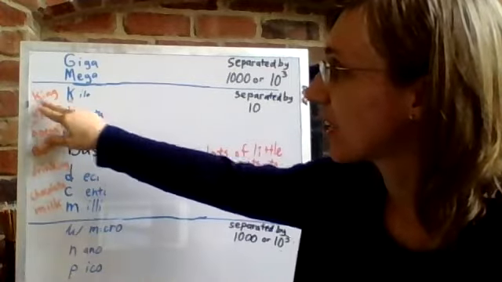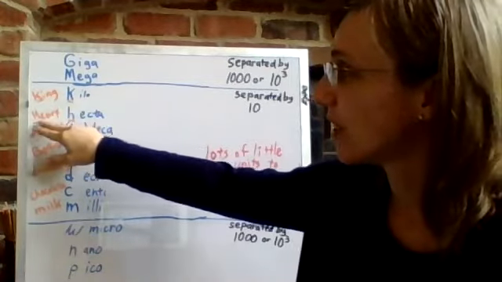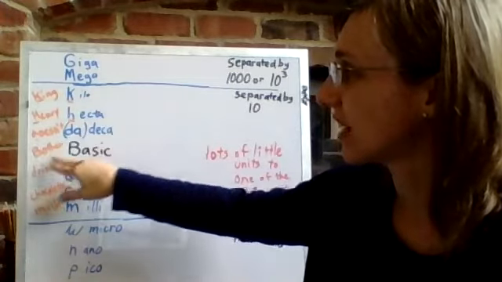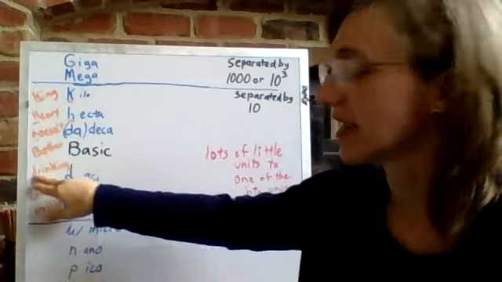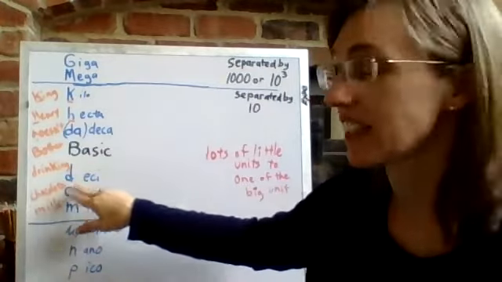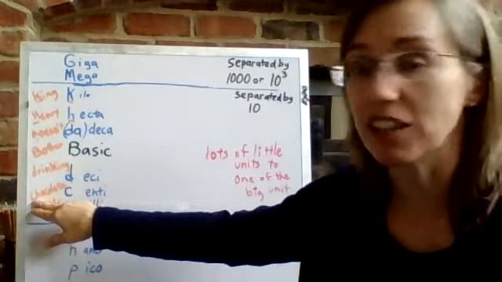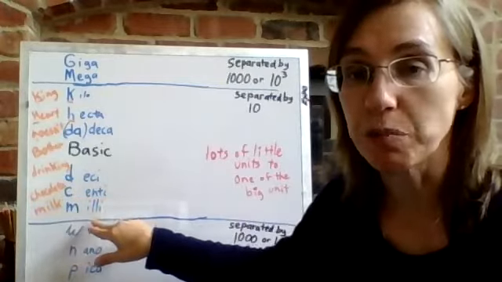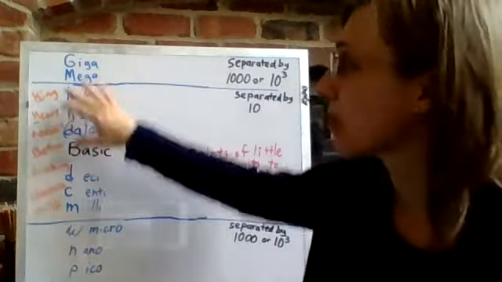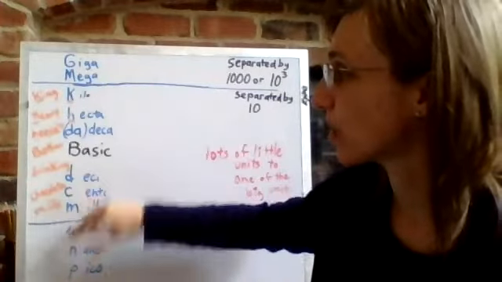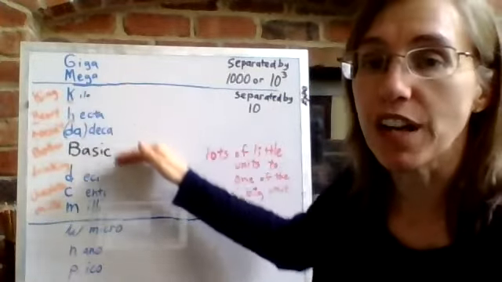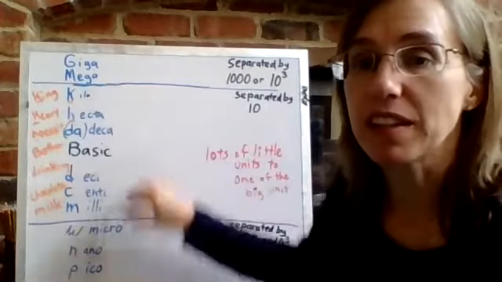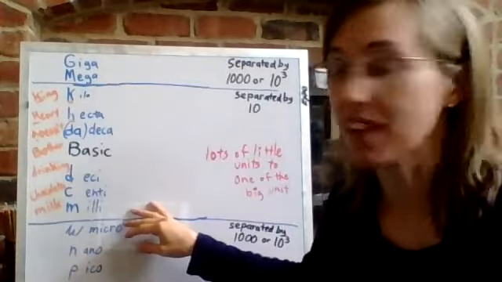The K for king stands for kilo, Henry, hecto, the D for deca, the B for bother, the second D for deci, the C for chocolate is centi, and the M for milk stands for milli. So if we remember King Henry doesn't bother drinking chocolate milk, we remember the order in which these prefixes appear. The big ones are at the top, the little ones are at the bottom.